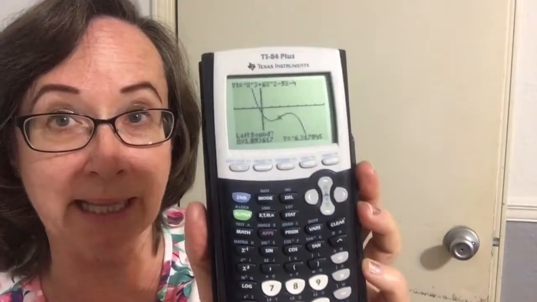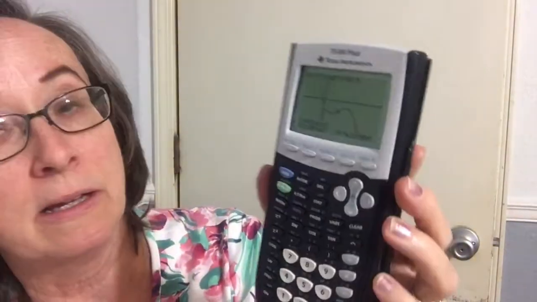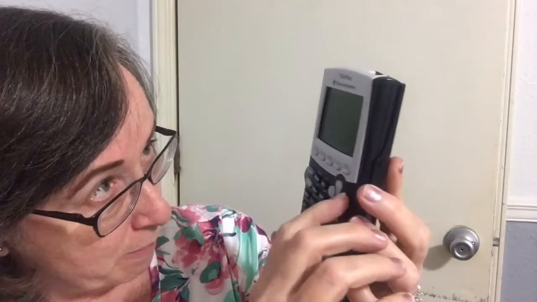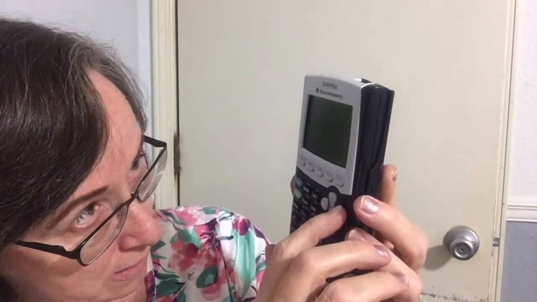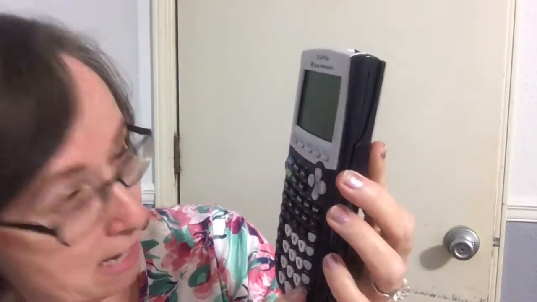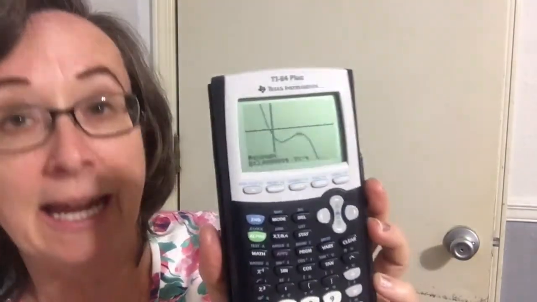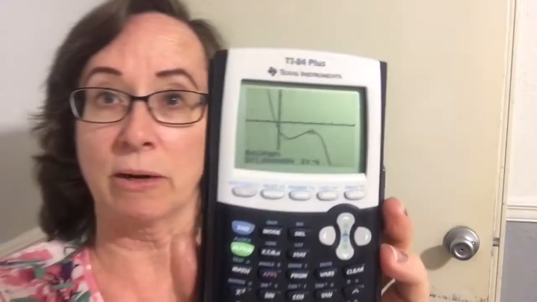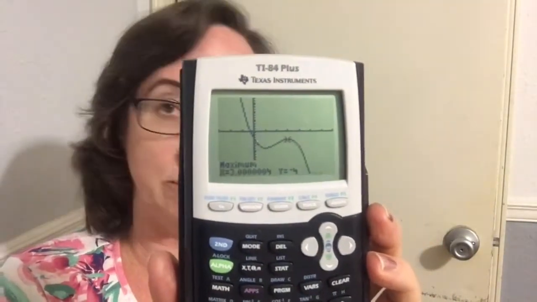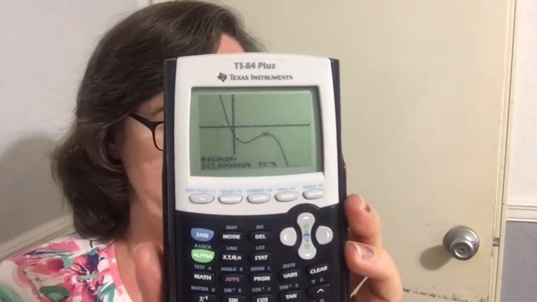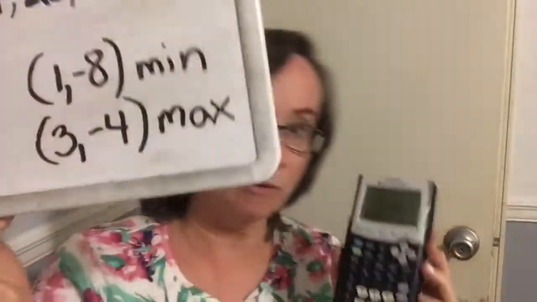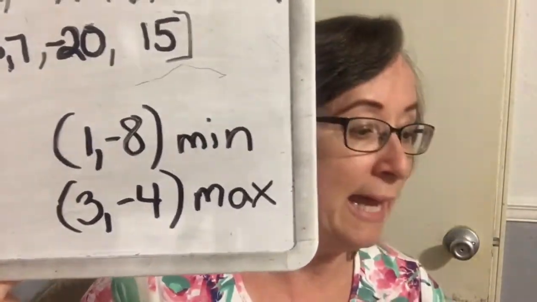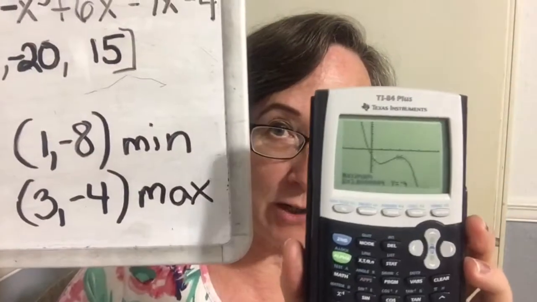Okay, so I am left of my maximum now. So I'm going to hit enter. Now I've got to move all the way over to the other side. And now I ask it to guess. And it says (3, -4). (3, -4), which is the maximum. Okay? So now we have both of those points on the board. And we know the basic shape of our graph.